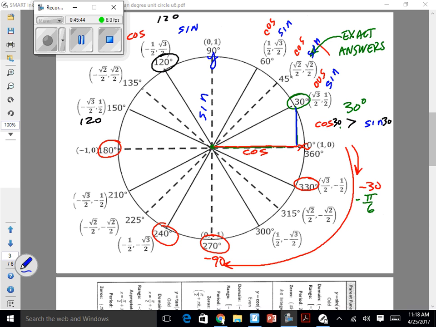So the question is, which one is longer, the red or the blue? The blue. So here's the deal. Sine is bigger than cosine. But the way you have to write it, because the cosine will always come first and the sine will come second, you have to do the less than symbol. The red is less than the blue.